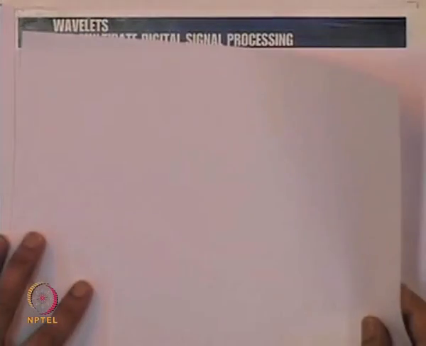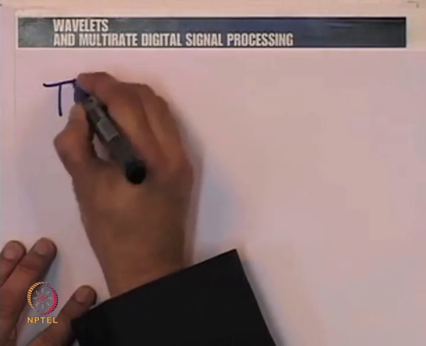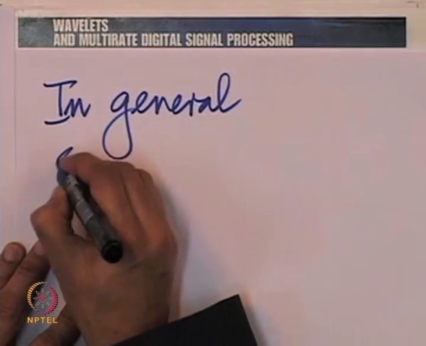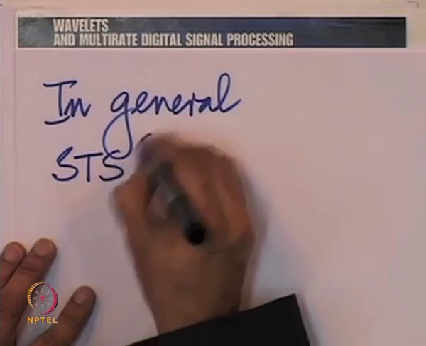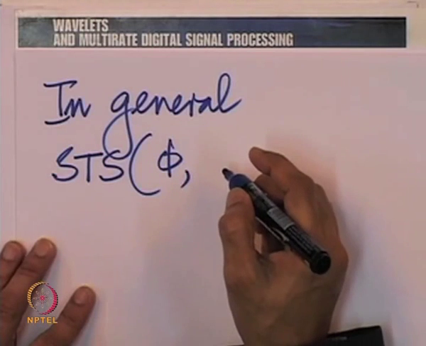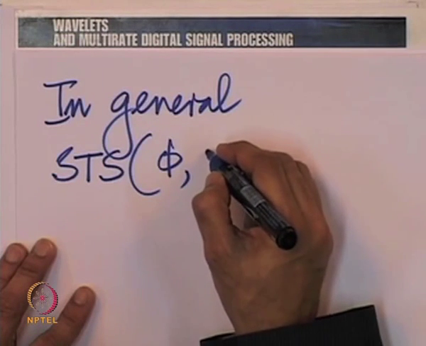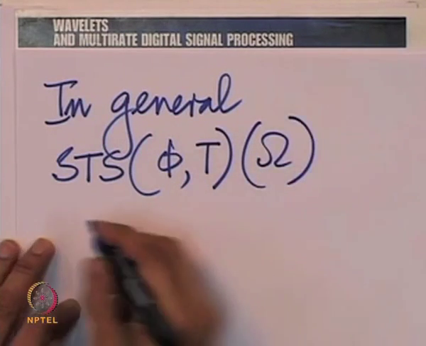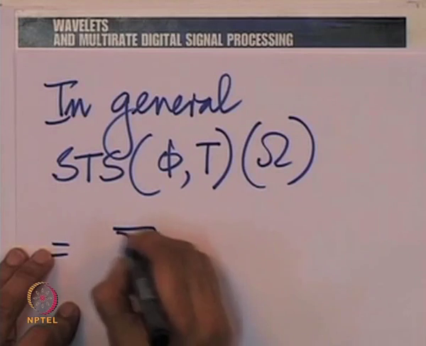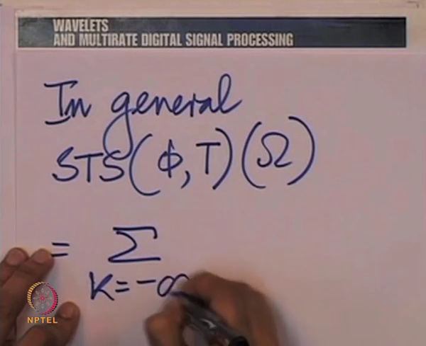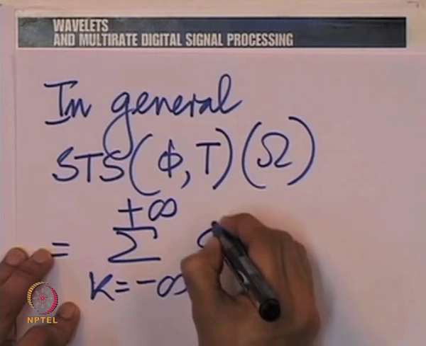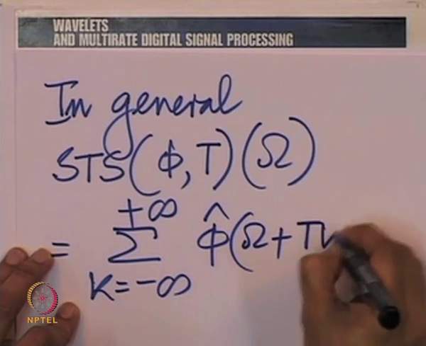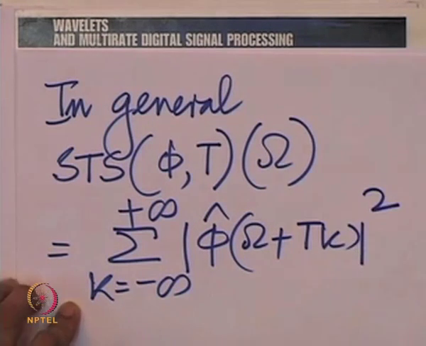So, in general, to define this term clearly, STS of phi with a translation T and primary argument omega is essentially the sum over k going from minus to plus infinity of phi cap of omega plus T times k, mod squared.